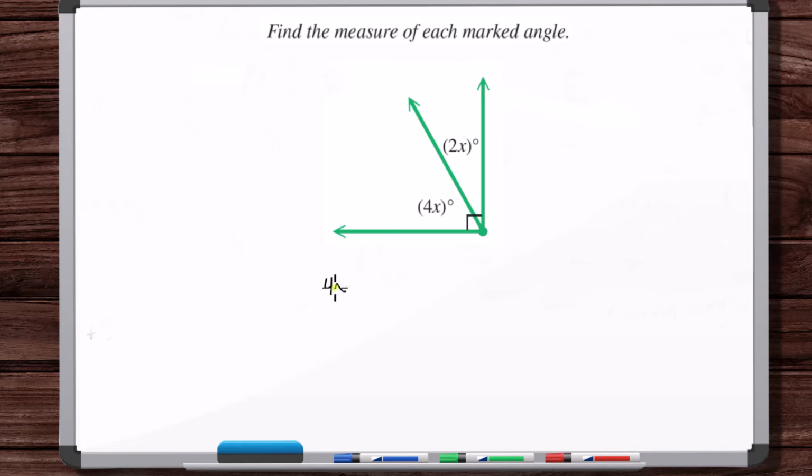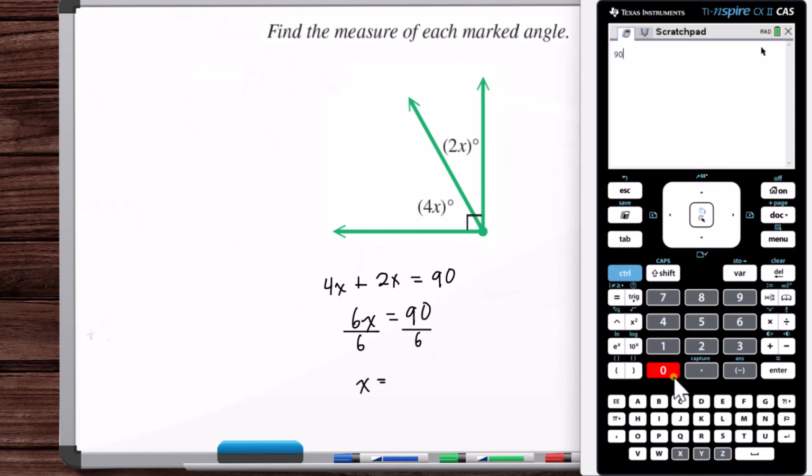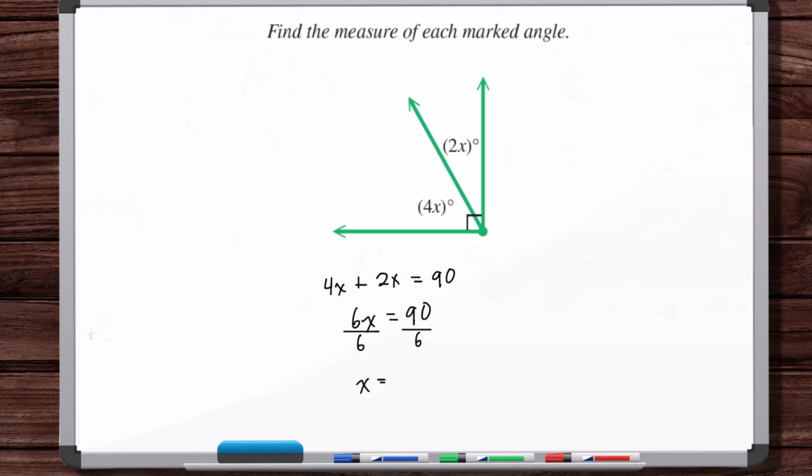So 4x plus 2x is equal to 90. 4x plus 2x is 6x. Divide both sides by 6. X is equal to 90 over 6, which is 15. Okay, so 4 times 15 is 60. And that means this is going to be 30.